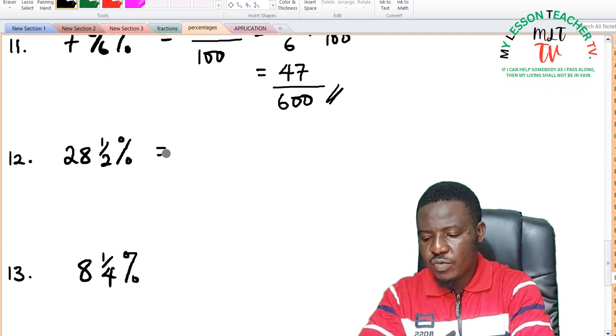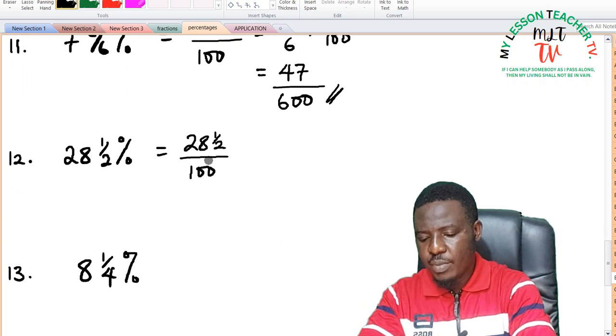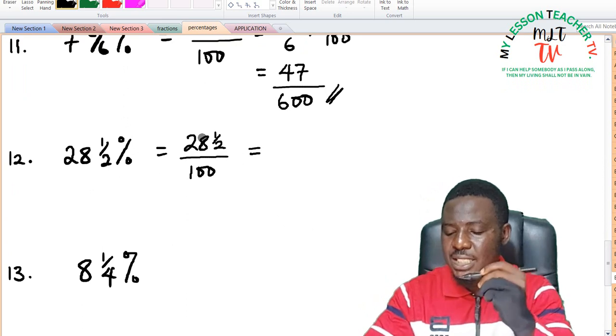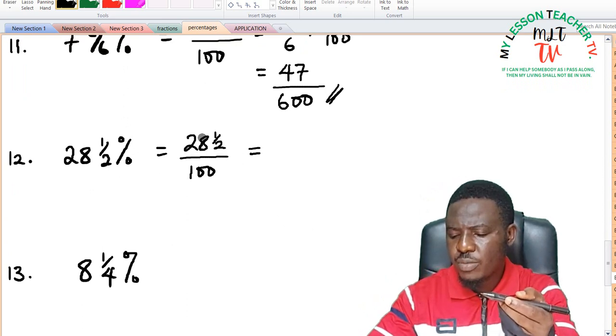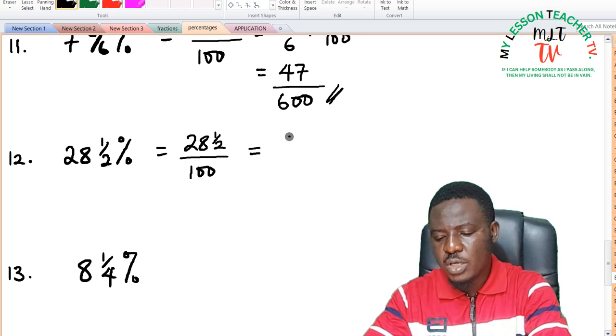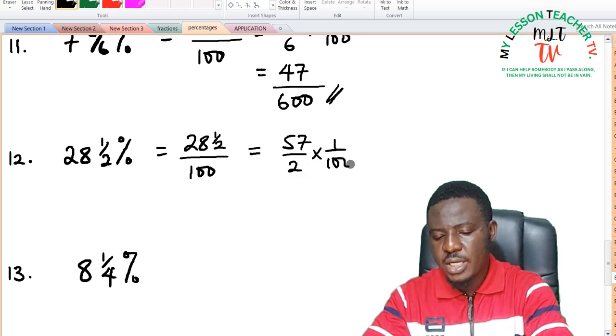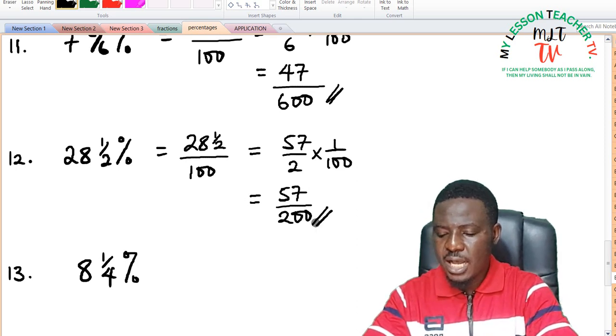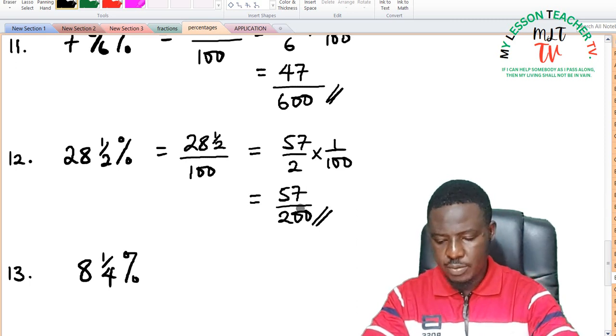Question 12. This is said to be 28.5 divided by 100. Percentage means you have to divide by 100. This is equal to 28 times 2 that should be 56. 56 plus 1 is 57. So you have 57 divided by 2 times 1 over 100, which is equal to 57 divided by 200. So as a fraction, 28.5% is equivalent to 57 over 200.